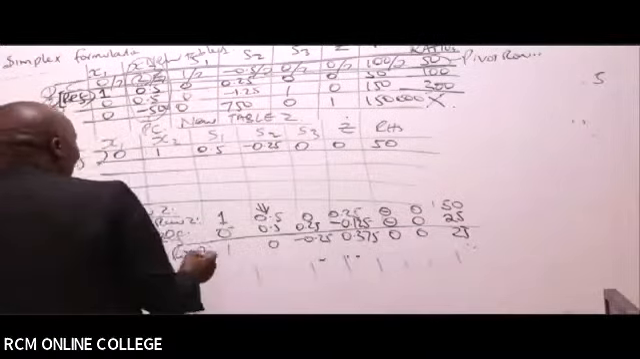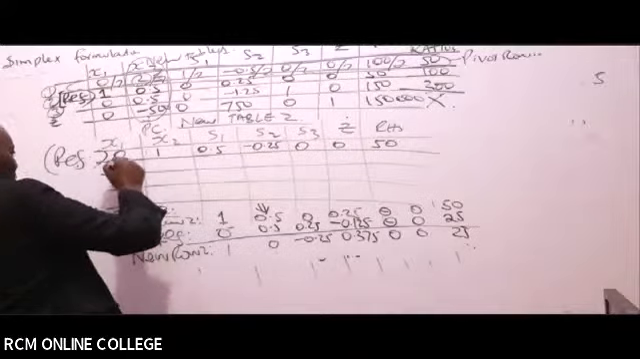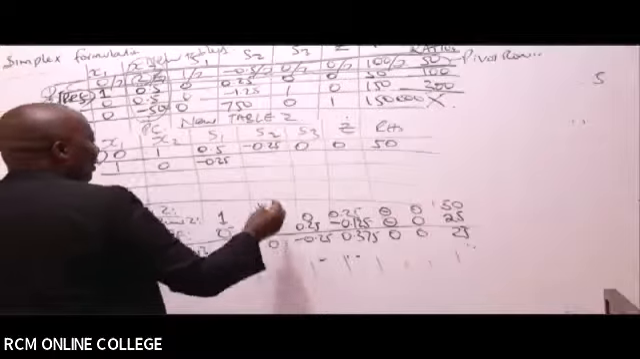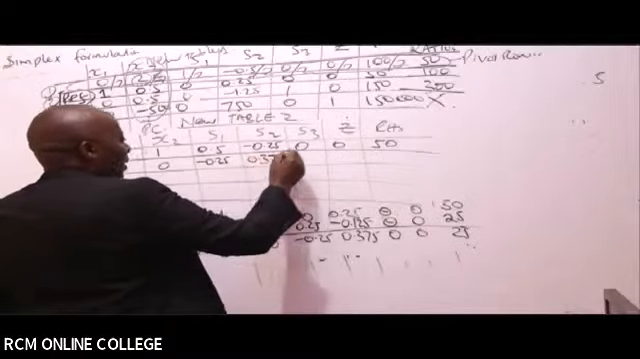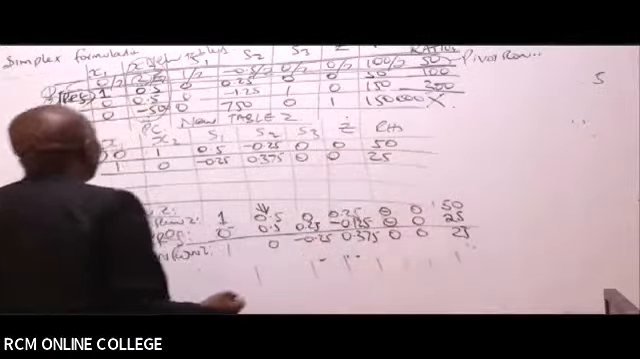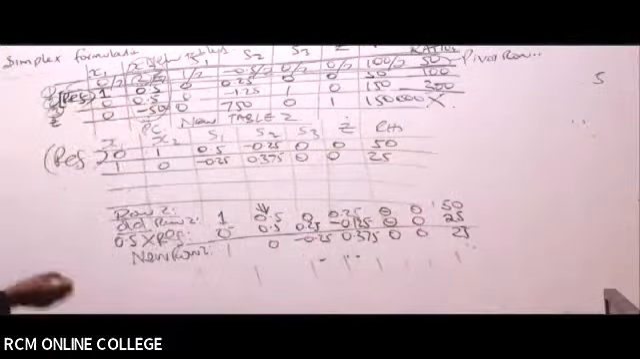So I'll be able to come and put these new row 2 figures here. So we have a 1, 0. We have a minus 0.25. We have a 0.375. We have a 0, and then we have 25. And then now we look for row number 3.